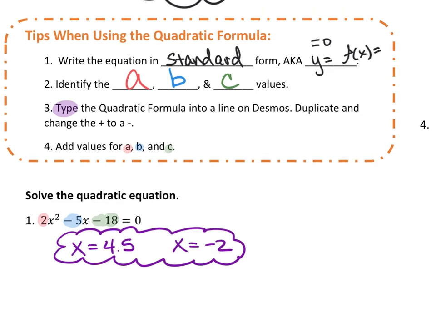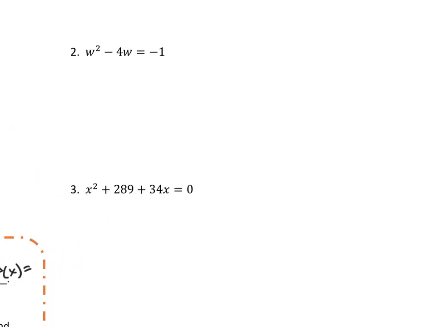Great, awesome. Let's look at number 2. Is number 2 currently in standard form? No, it says equal 1, and that's going to be a problem because we need it to say equal 0, but no big deal. We know how to do that. We just use the inverse operation. So we're going to add 1 to the other side. It won't combine with anything, but I will then have w squared minus 4w plus 1 equal to 0. That's good. I need the equal 0. And now I have A, I have B, and I have C.